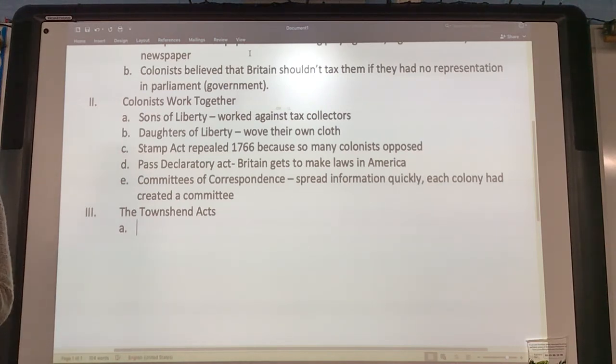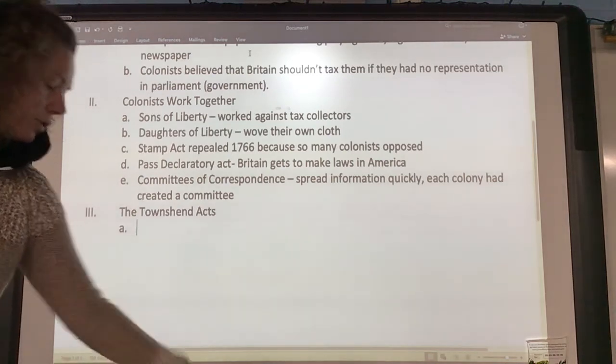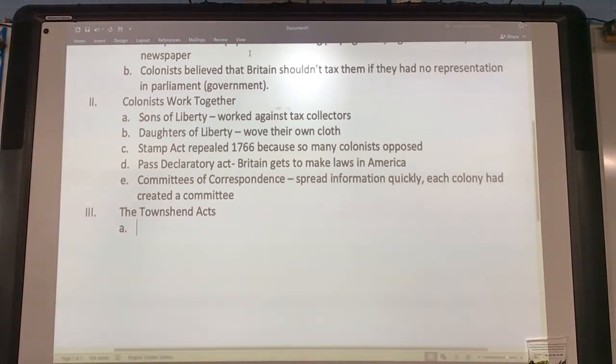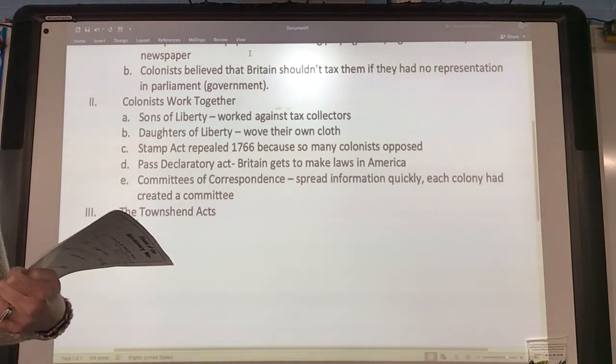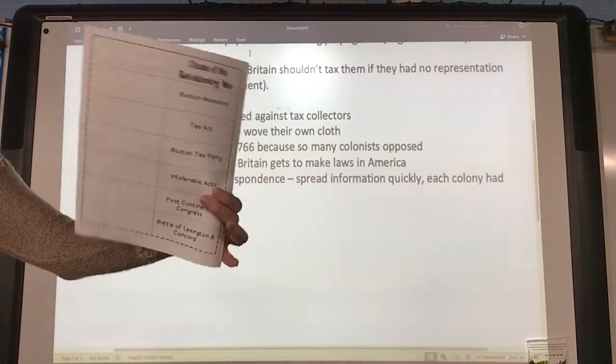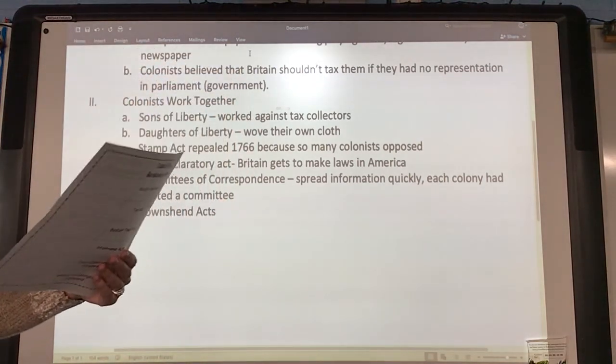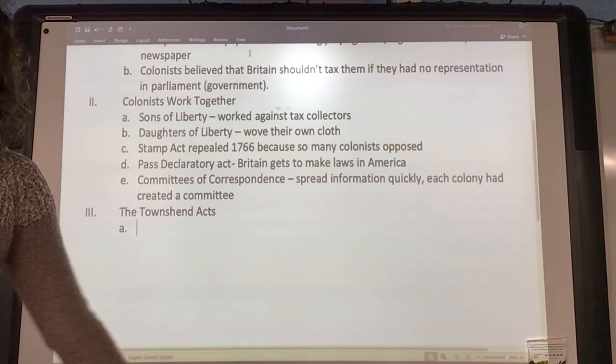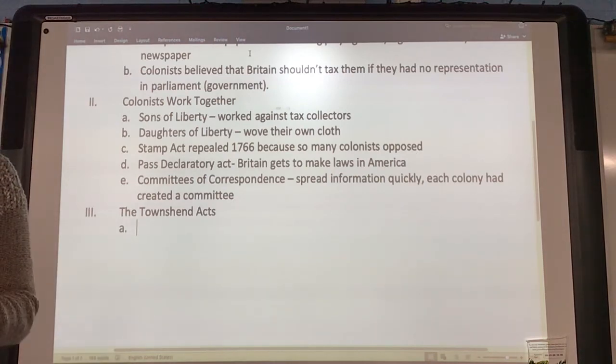Question, Maya? What is that? Oh, so yeah, if you want to add, you can do the Stamp Act and Sons of Liberty on this causes of the Revolutionary War. So on this paper, you've got Stamp Act and Sons of Liberty. You can add those 2 in. And then we'll get to the other ones tomorrow.